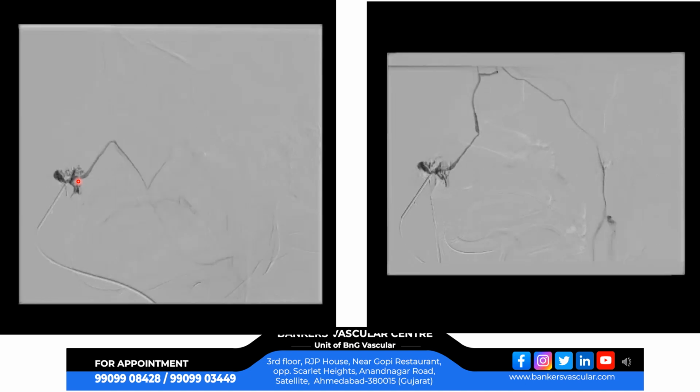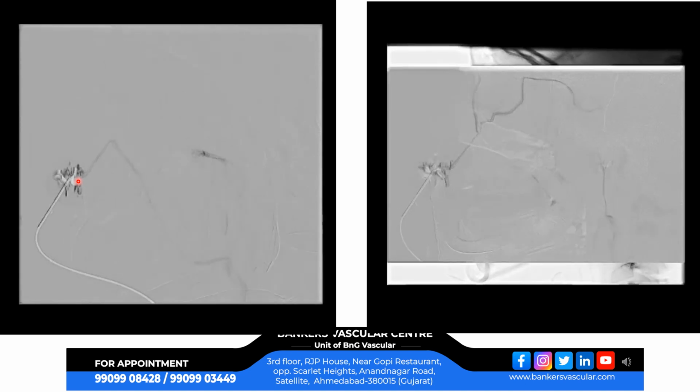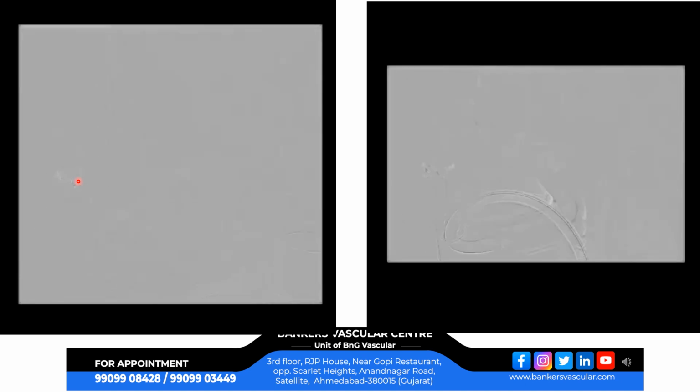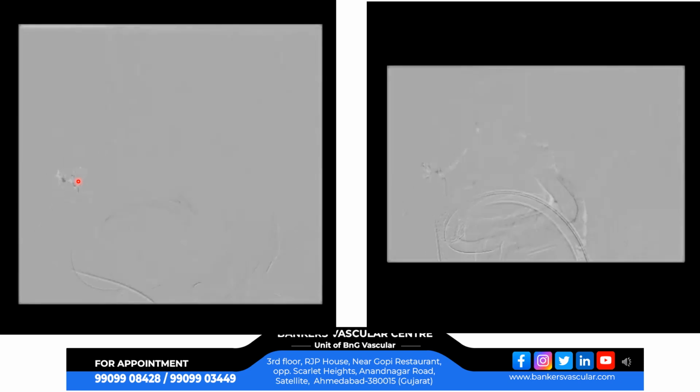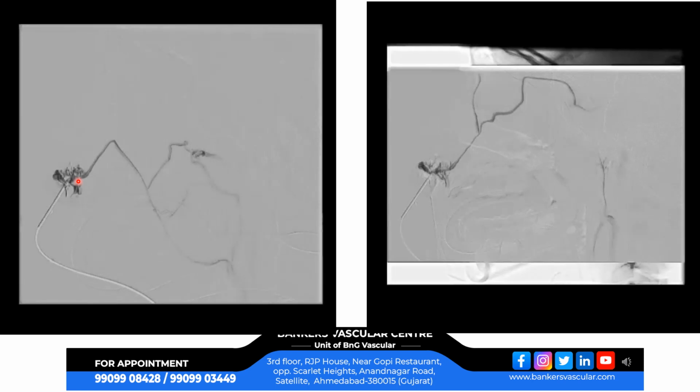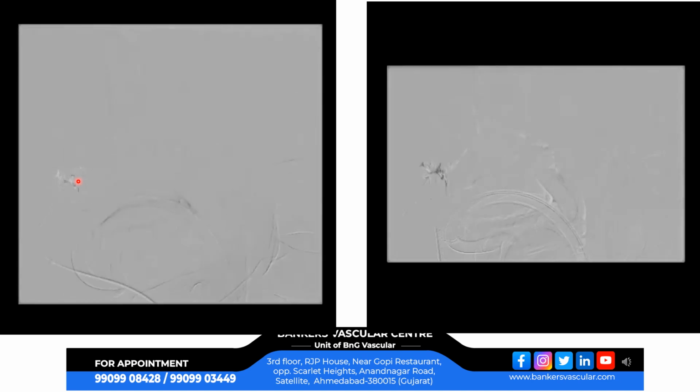And this is a very important thing, because there is no standardization of flow rates, and there is no standard technique to inject the ethanol. That's why you need to develop your experience. Ethanol injection requires more and more experience. So you should go to a center where absolute ethanol embolization treatment is done very frequently.